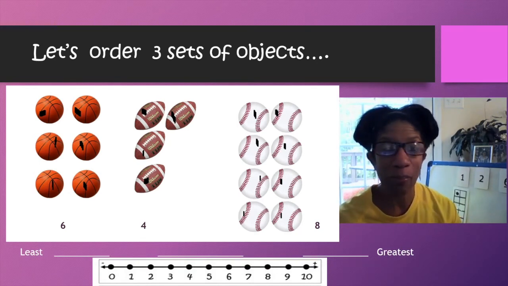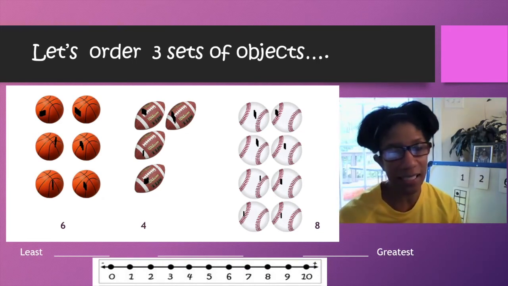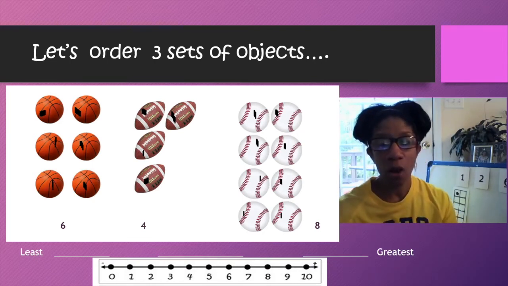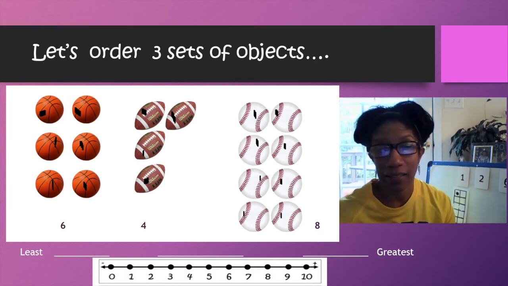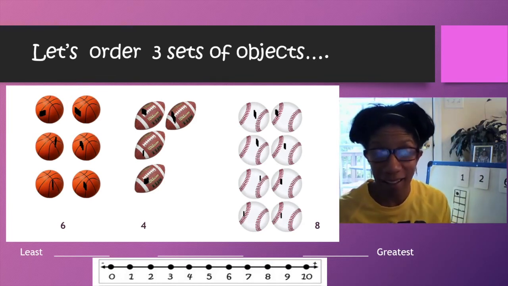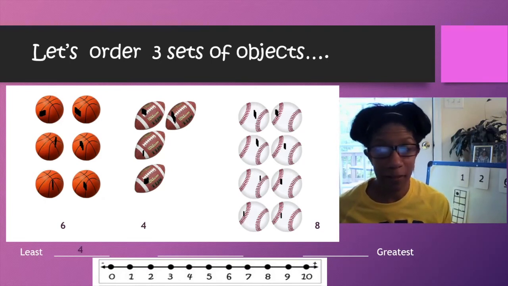So again, we're going to put these numbers in order from least to greatest. So now when we compare those numbers and look at them on the number line, which number do you think comes first because it's the least? 6, 4, or 8? Oh, good job. Looking at our number line, it would be 4. So we're going to put our 4 in that spot.